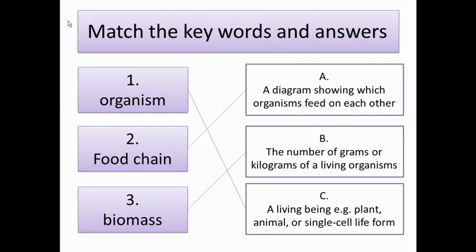Okay, so what you should have had is that an organism is a living being, for example, a plant, an animal, or a single cell life form. A food chain is a diagram showing which organisms feed on each other. And biomass is the number of grams or kilograms of a living organism, okay?